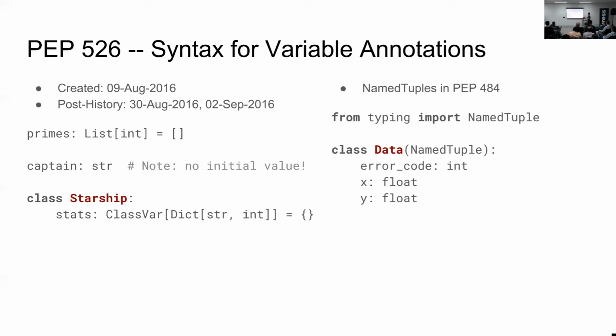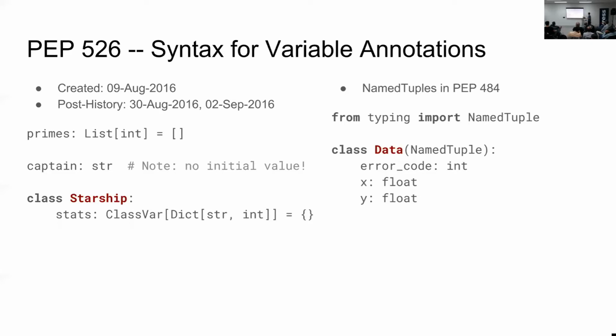And then here we have also an addition to the typing module where you can explicitly declare a class variable as a class variable. So your type checker should complain about trying to assign to this variable by referencing the instance attribute.